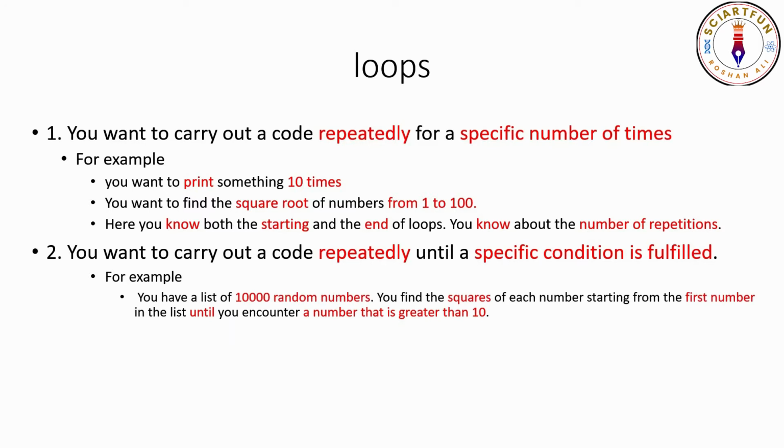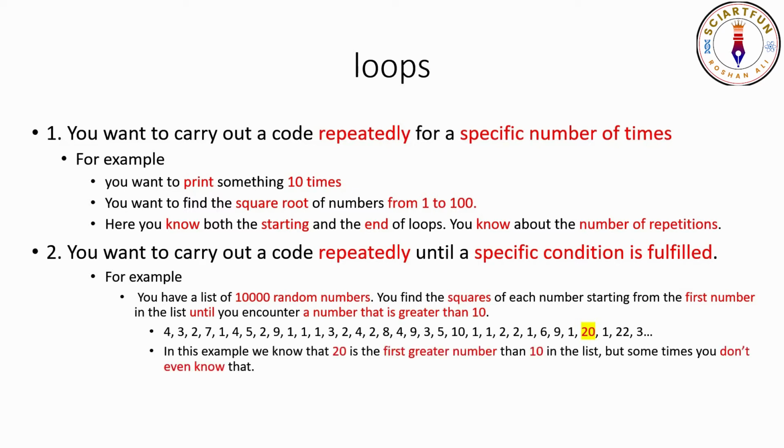For example, there is a bag full of numbers. Each time you pick a random number and find its square root. The condition is that you will have to repeat this process until you randomly pick a number greater than 10. Then you stop. Here you don't know after how many repetitions a number greater than 10 will be picked. It may be the first number, or it may be after 100 numbers or even more repetitions. In this example, the loop will stop at 20 because it is greater than 10, the first random number that we picked in the series.